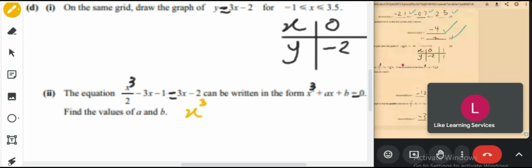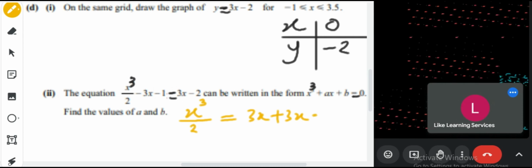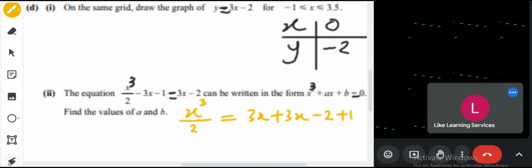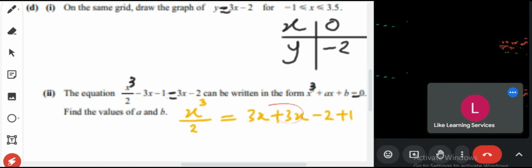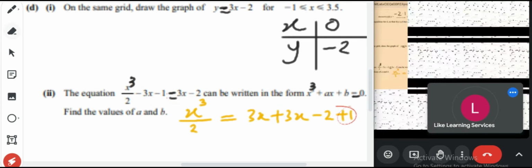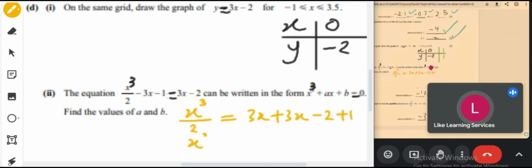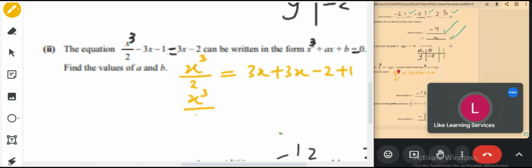Yes, I meant x is power 3. So the subject of the formula, this will be 3x plus 3x minus 2 plus 1. I'm just collecting like terms. 3x here, then minus 3x crosses over, becomes plus 3x. Then minus 2 here, I've written it, minus 1 crosses over, becomes plus 1. In fact, it's better to simplify this right hand side before you continue. It makes the work easier. x raised to the power 3 over 2 is equal to 6x minus 1, isn't it?